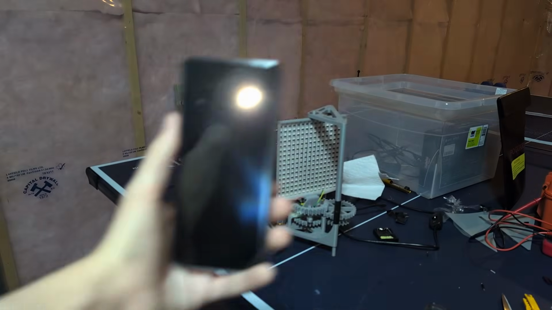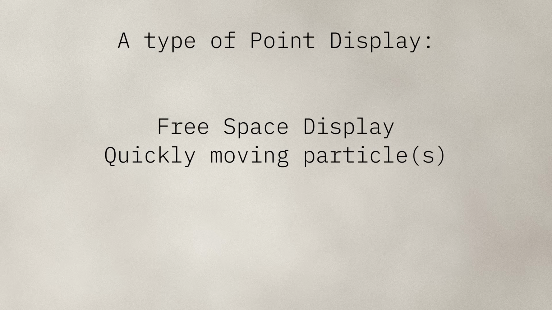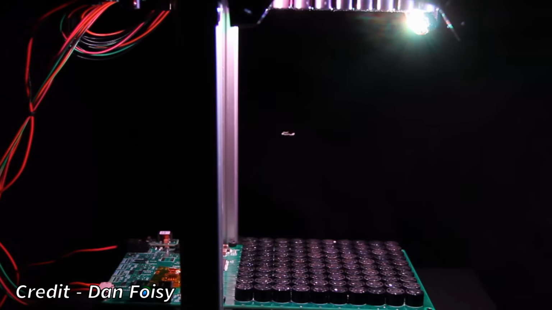Now, to the untrained eye, it may look like I'm just moving around a phone camera, and well, that's because I am. But if I do this really fast, our eyes perceive a shape created by the moving light. This is called a free space display, and this is what Dan Foisey used in his VDAPT.